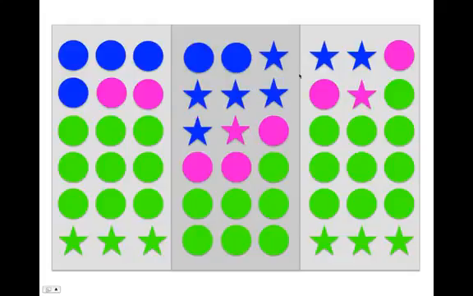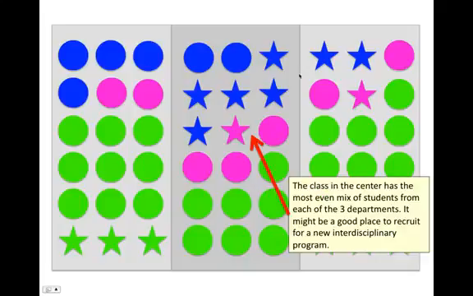Similarly, I could also sort the students in a class based on the color of the objects, or in other words, which school they come from. And you can see that here, the class in the middle, I have a pretty even mix of students from the 3 departments of the schools. So what does that mean? That means maybe this is a good place to recruit for a new interdisciplinary program, right? Like computational art or something.